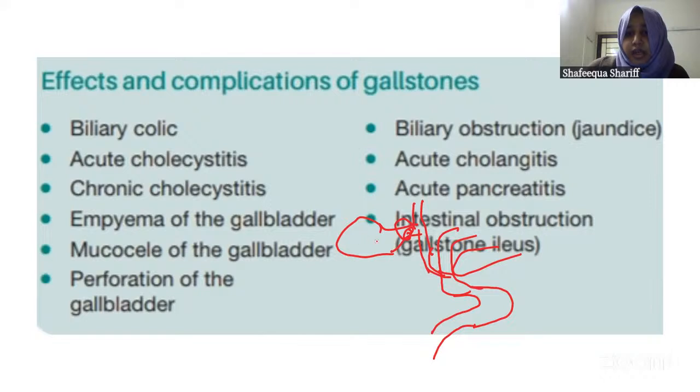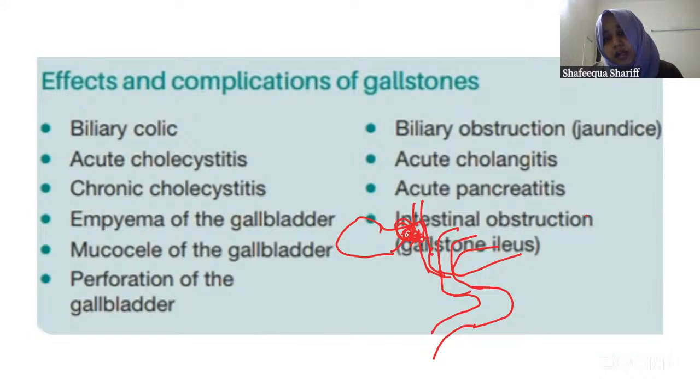So next, what happens is when the stone starts traveling. One of the indications is when the stone is at this neck junction, it starts pushing. So we have something called Mirizzi syndrome. The lumen of this CBD is pretty narrow, so when a large stone obstructs this region and starts pushing, that time we have something called Mirizzi syndrome.